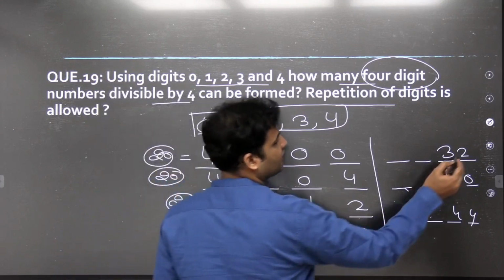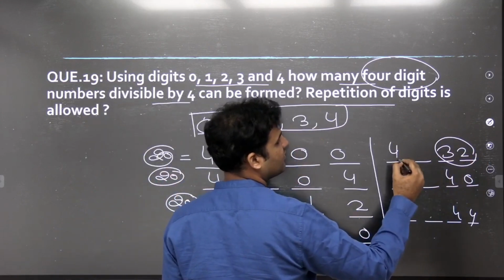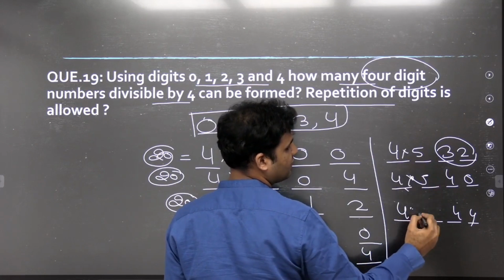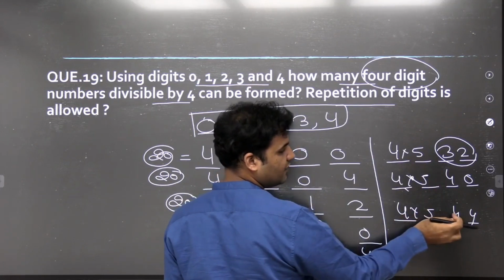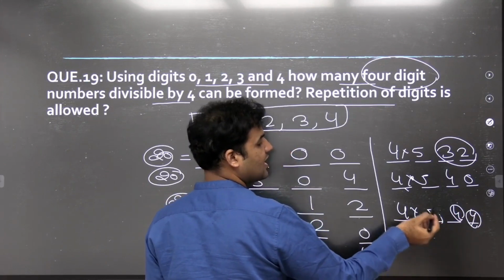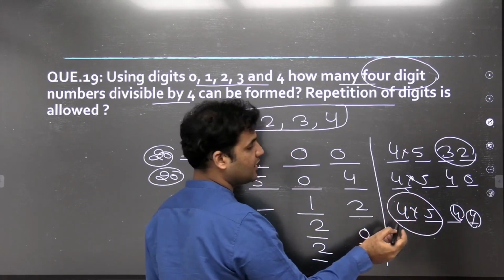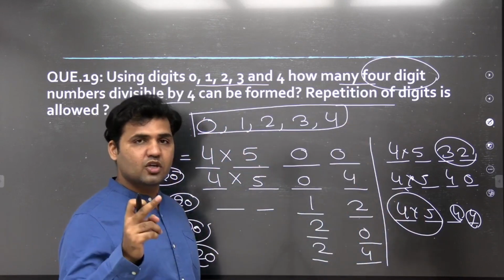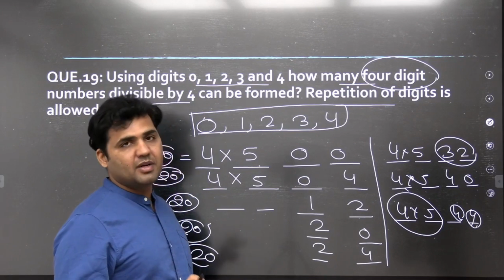But you can also cross check if 32 is coming over here. This place can be filled in 4 ways, 5 ways. Again 4 ways, 5 ways. Do not confuse these numbers with this. These are the digits which we are placing, and these are the number of ways in which the digits can be placed. 4 into 5, 20. So in every one possible case, we are able to make 20 numbers which will be divisible by 4.